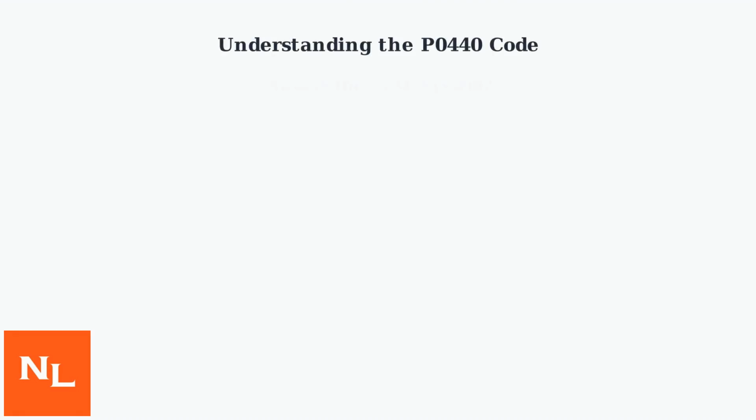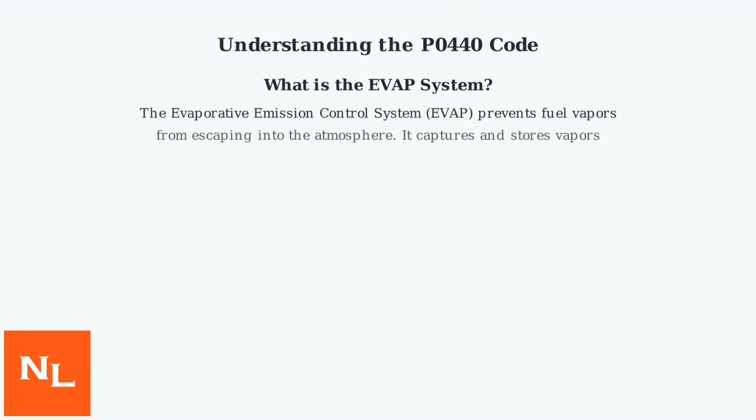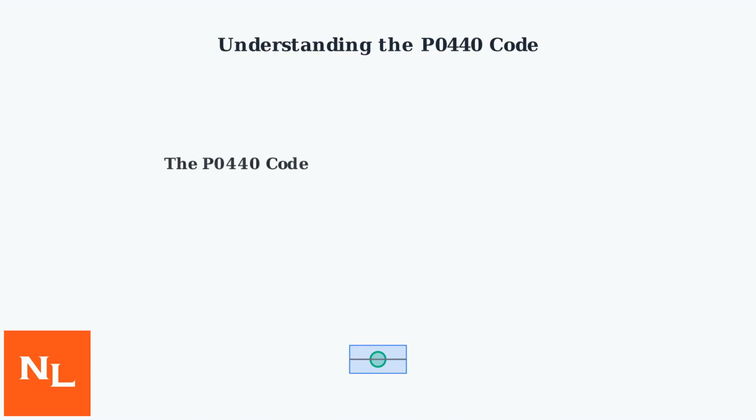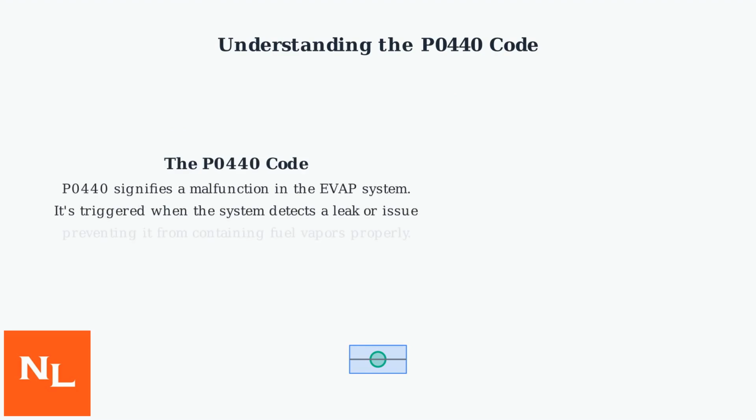The P0440 code signifies a malfunction in your vehicle's evaporative emission control system, or EVAP. This system is designed to prevent fuel vapors from escaping into the atmosphere. The P0440 diagnostic trouble code is triggered when the EVAP system detects a leak or other malfunction that affects its ability to contain these vapors. This can happen during self-tests while the engine is off.